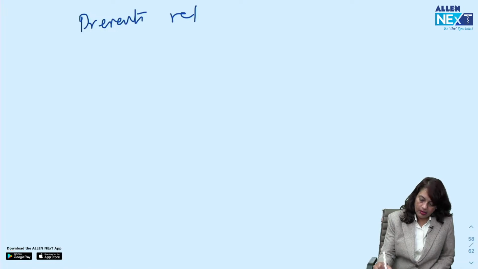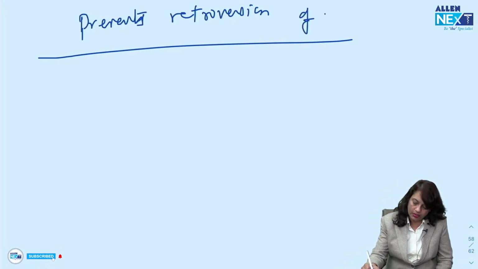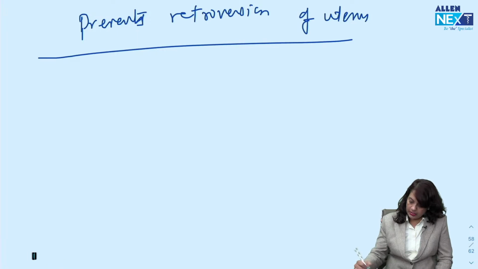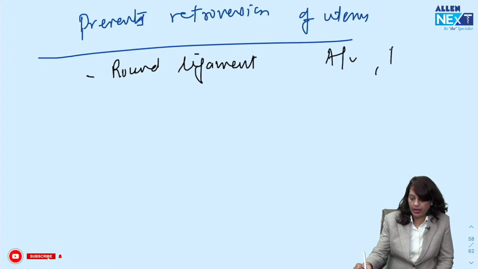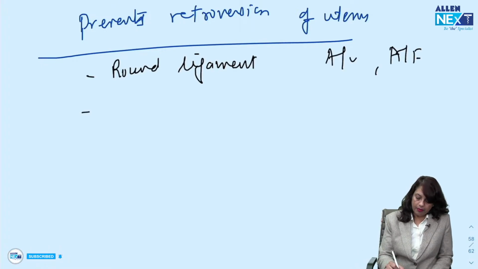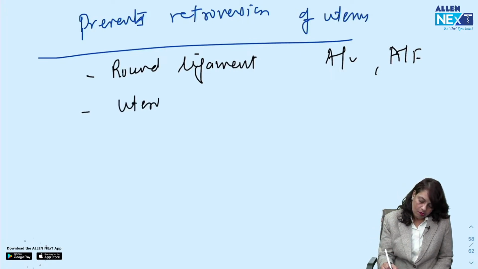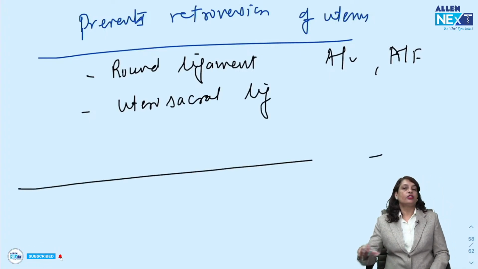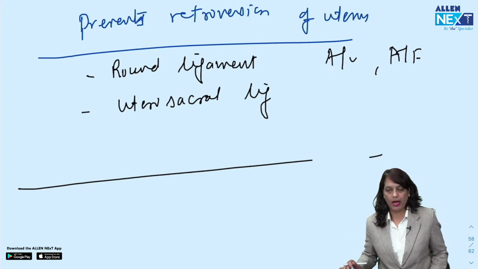Which is the ligament that prevents retroversion? Students, do you know the answer? Which is the ligament that prevents retroversion of the uterus? The answer to this question is: the round ligament holds the uterus in anteverted, anteflexed position. And number 2 is the uterosacral ligament. It prevents the retroversion. So whenever the uterus changes to a retroverted state, genital prolapse can result.